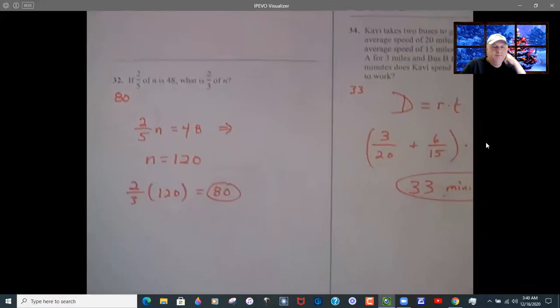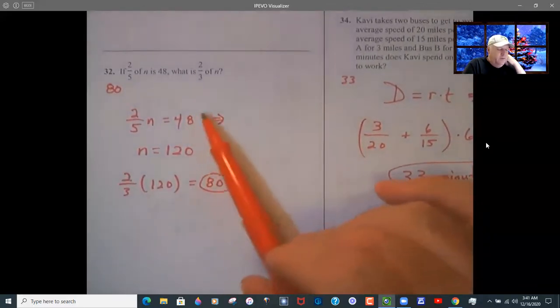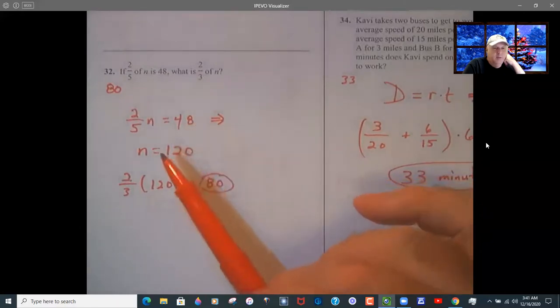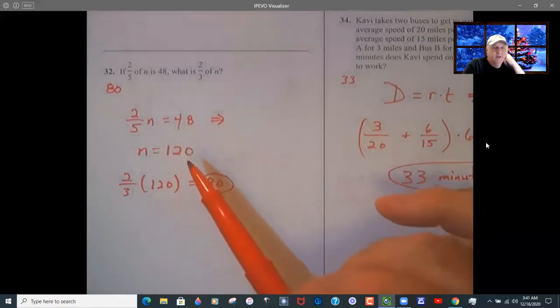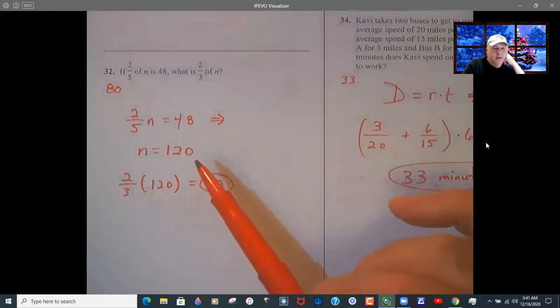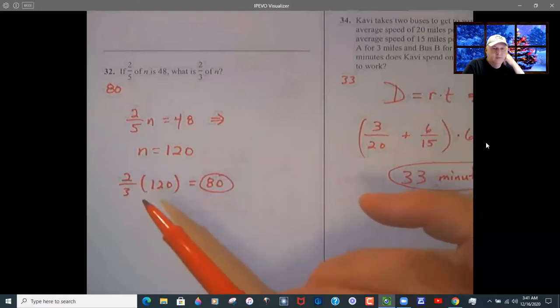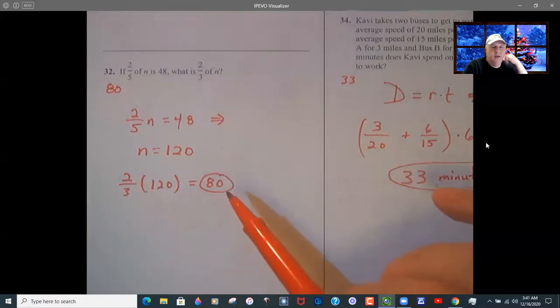Problem 32, 2/5 of n is 48. So solve this for n. Multiply both sides by 5/2. 48 times 5/2, 120. What is 2/3 then of that? So 2/3 of 120, 240 over 3 is 80.